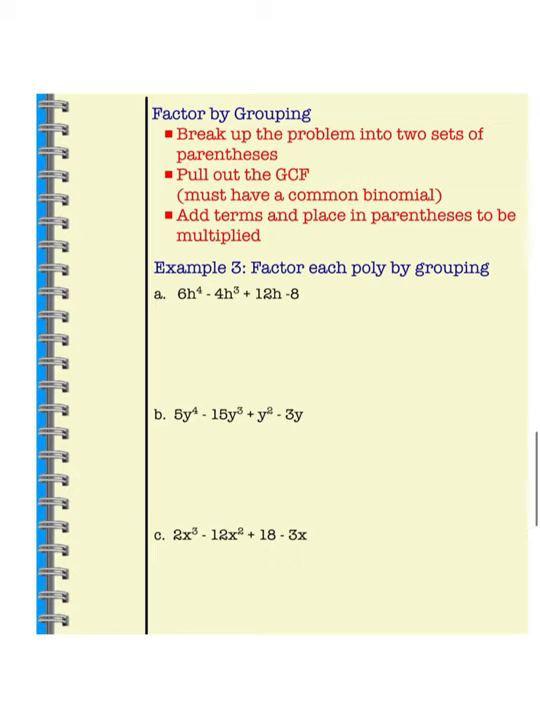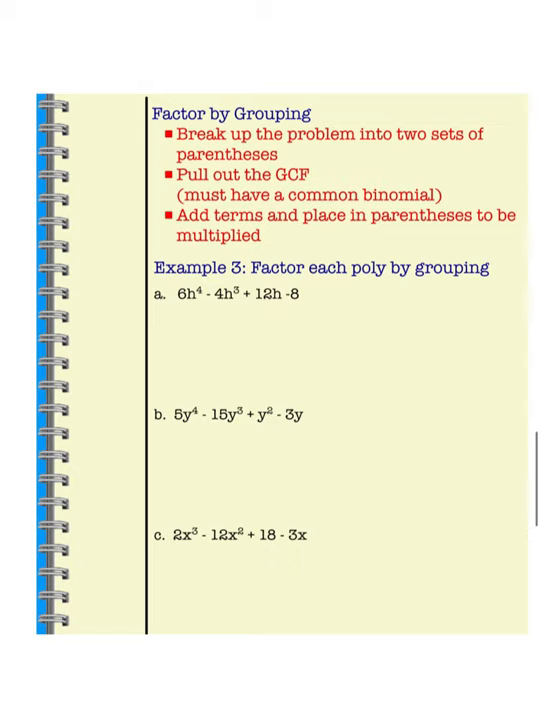All right, for the last section of our pre-notes of 7.5, we're going to be looking at factoring by grouping. Now this is really just building off of factoring with the GCF, but it has an extra step. We're going to break it up into 2 sets of parentheses. So when we factor by grouping, we're factoring with 4 terms. When you have 4 terms, this is the best way to factor.